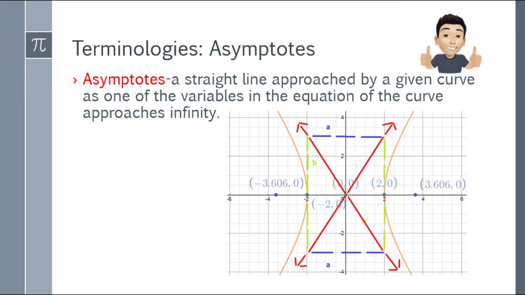Last terminology natin is the asymptotes. Ito yung asymptotes, ito yung straight line approached by a given curve as one of the variables in the equation of the curve approaches infinity. So, yung asymptotes will be discussed on the next video na lang. For the meantime, you can refer to the image. Ito yung red line. Yan yung diagonal. Yung dalawang diagonal na yan, that's the asymptotes.